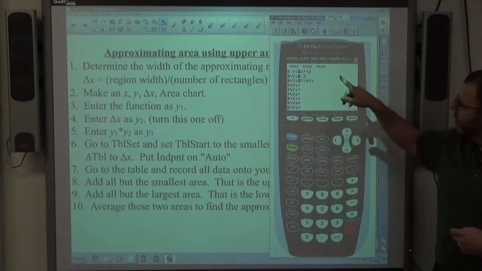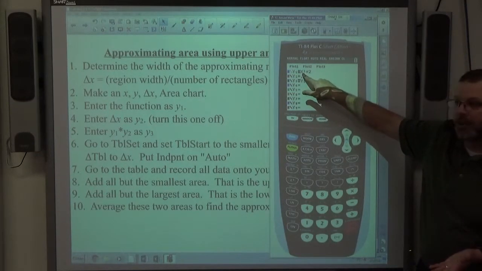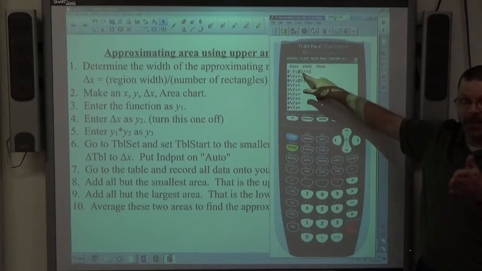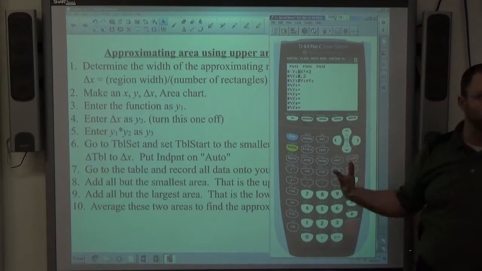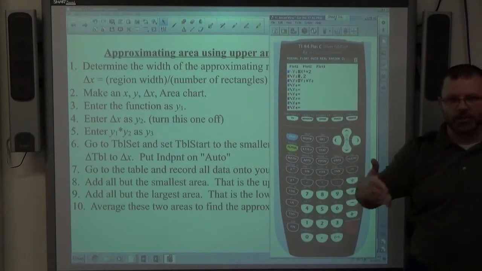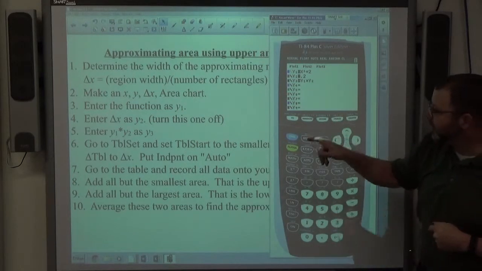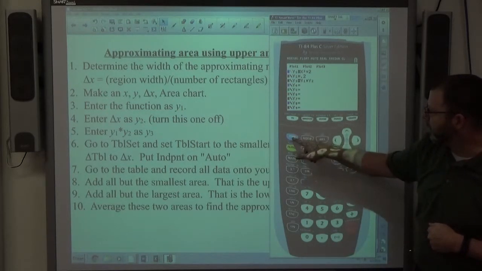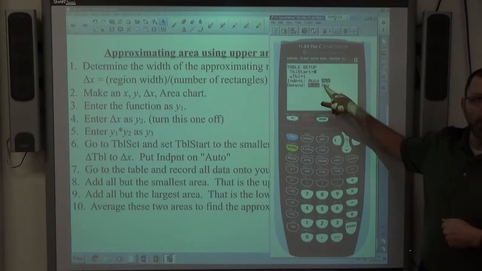All right? Because what's happening here with y3 is it evaluates the function at whatever x is. That's the height of the rectangle. y2 is the width of the rectangle, so y1 times y2 is the area of the rectangle. All right? And for each different x, it's going to find the area of each different rectangle. Then it says go to table set. Right above window, there's table set. We usually have it on ask, almost always, right?